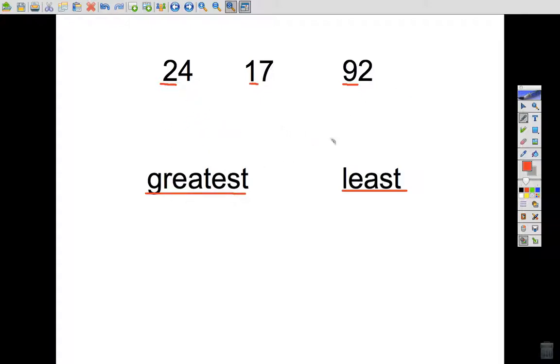If I'm looking at the greatest, I need the biggest number. So 9 is the biggest number in the tens place. So 92 would go first. Next, I'm going to look at the next biggest. So 92 would be the largest. If I'm looking between 2 tens and 1 ten, I know that 2 tens is bigger. So 24 is going to go next, which leaves me with the smallest number, or the least amount, which would be 17.